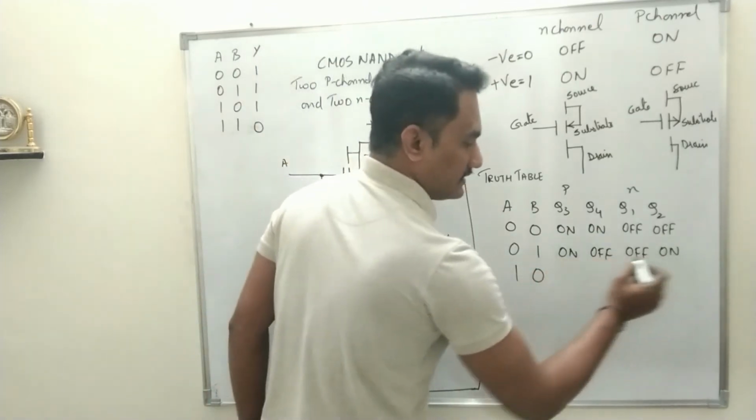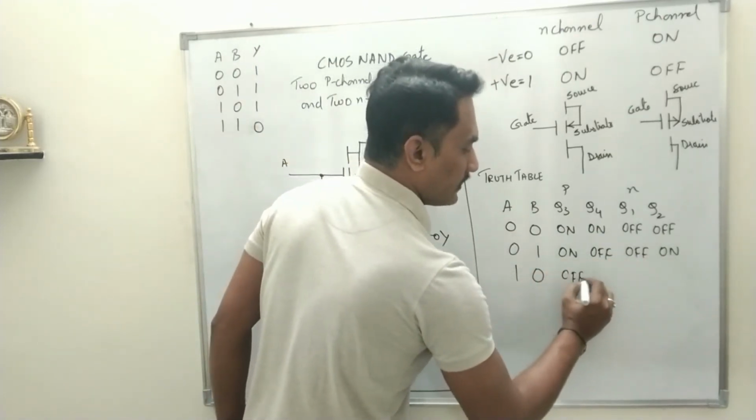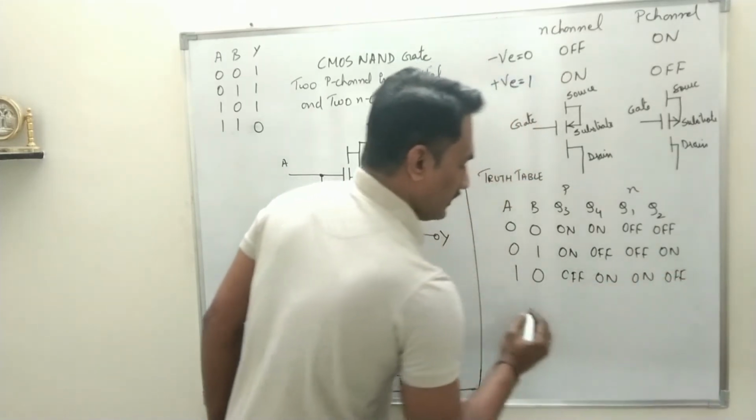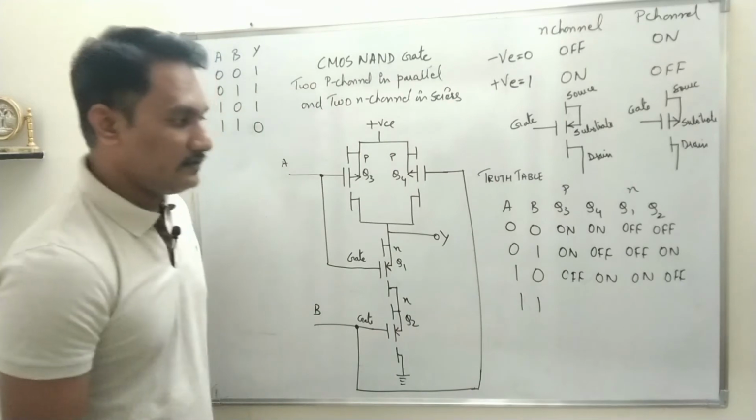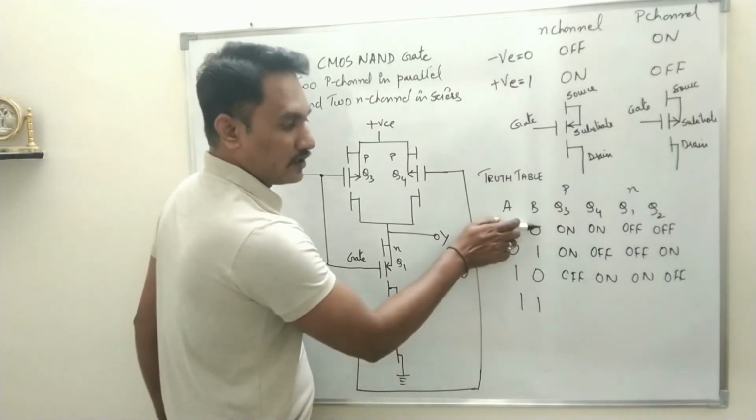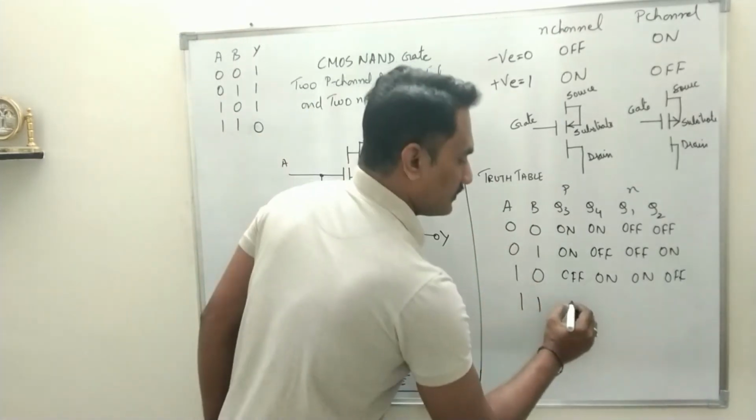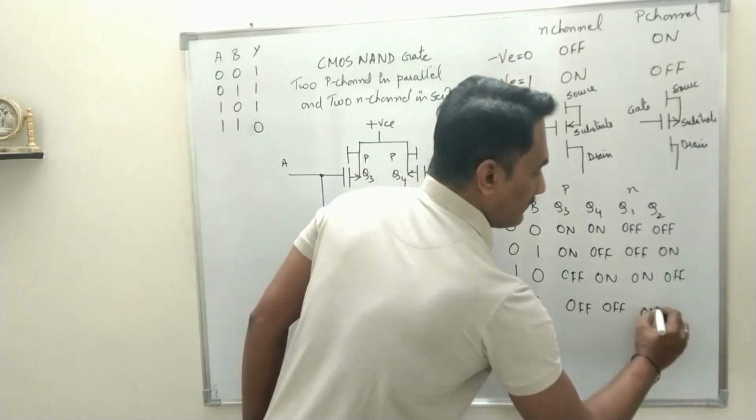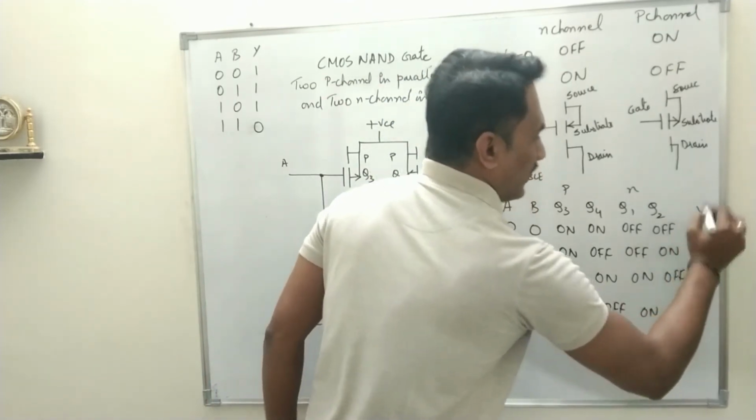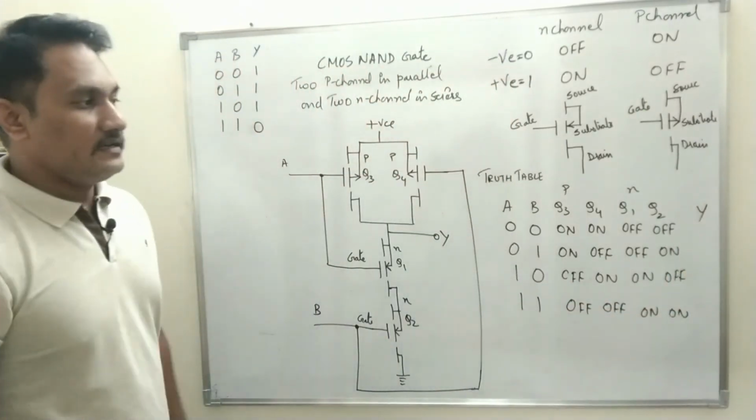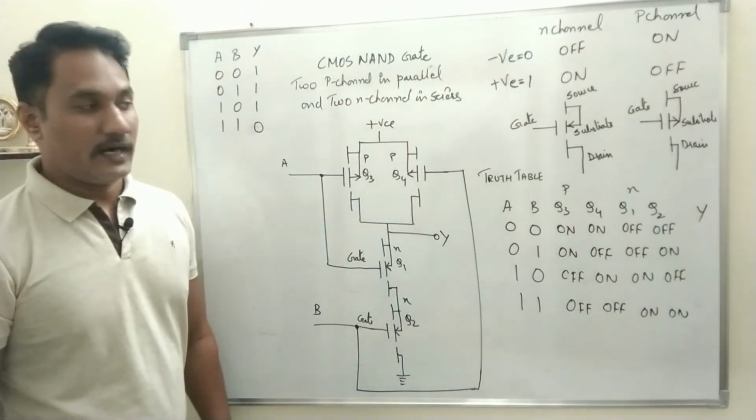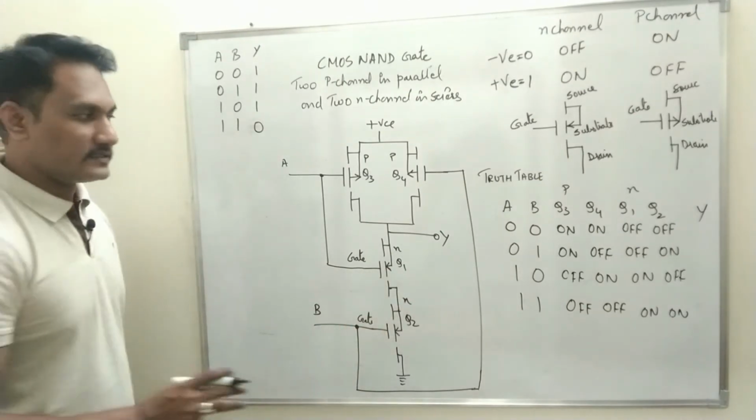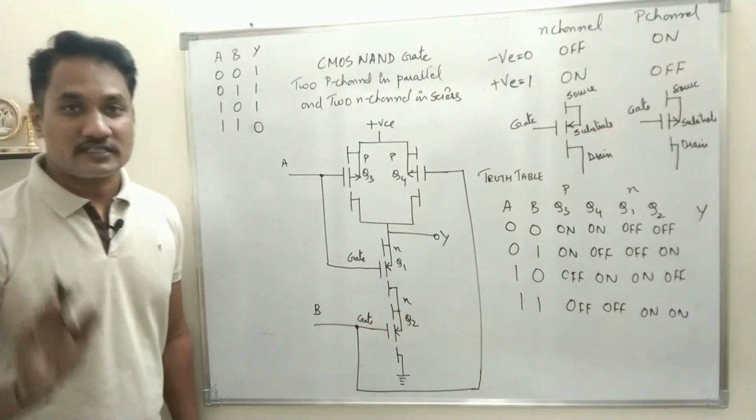So all this condition will change: off, on, off. And the last condition, 1, 1, is exactly opposite to that first condition. So it will be off, on. And now let us try to decide what exactly Y is. To understand the circuit more easily, I will draw the circuit in the form of switches, just for your understanding.